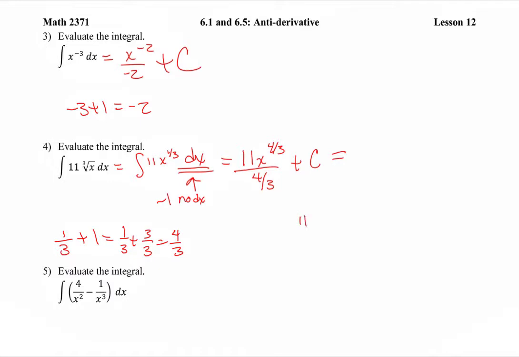So what is 11 over 4/3? Well, that's 11 over 1 times 3 over 4. So that's 33/4. So this is 33/4 x to the 4/3 plus c.